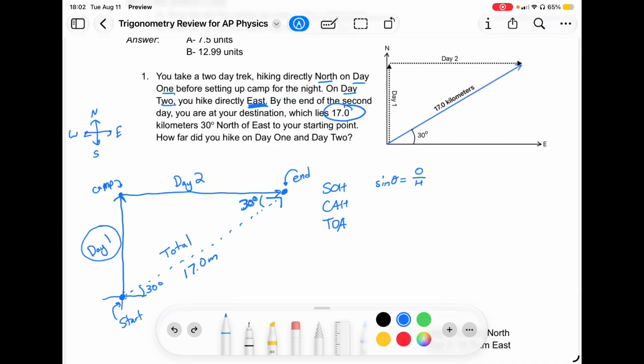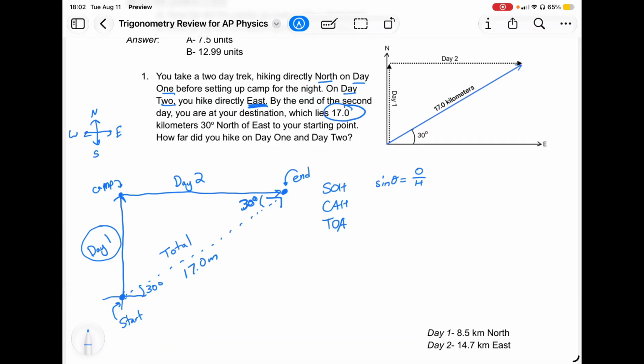So we're going to use our sine, and that means that the sine of our angle, which is 30 degrees, equals our opposite, which is day one, that's what we're trying to find, divided by our hypotenuse, which we know is 17 meters. So we can plug in 17.0 meters for our hypotenuse. Then to solve for day one, we'll multiply each side by 17 meters, and that cancels out the 17 on the right side, and we have to do that on the left side, too.